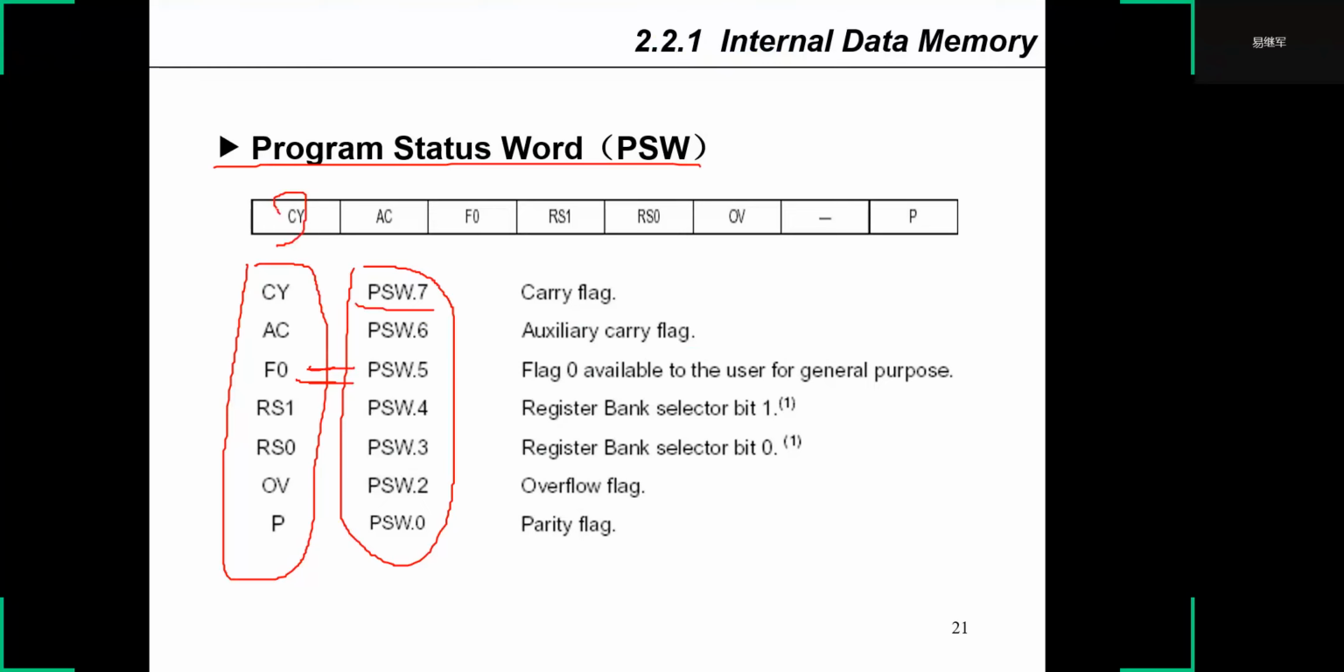PSW.7 is CY, the carry flag. This is the ordinary carry flag. F0 is a flag eligible for general purpose use. RS is for the register bank. This OV is for overflow. This P is for the parity flag.